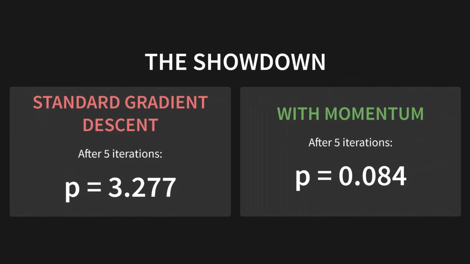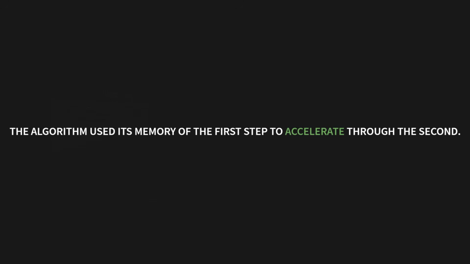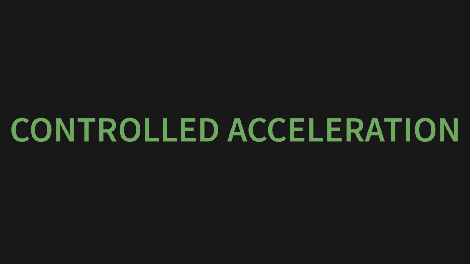0.084. Time for the showdown. Standard gradient descent after 5 iterations is still way up at p equals 3.277. But with momentum, we are already at p equals 0.084. We're practically at the minimum. The algorithm used its memory of the first step to accelerate through the second. This is controlled acceleration.